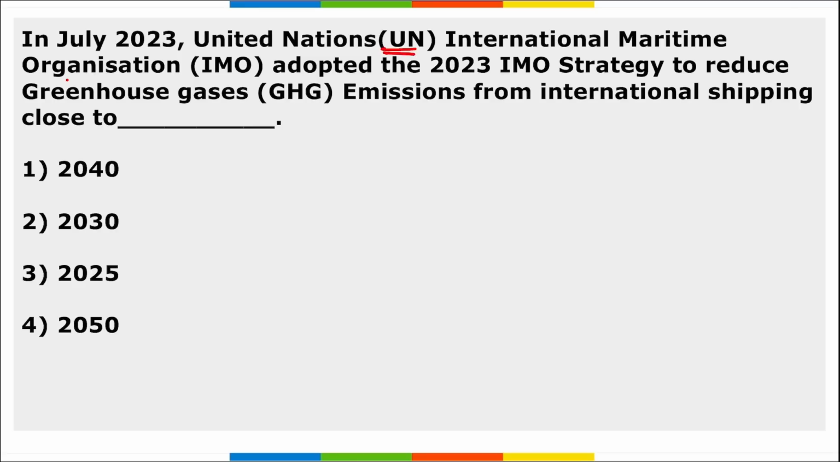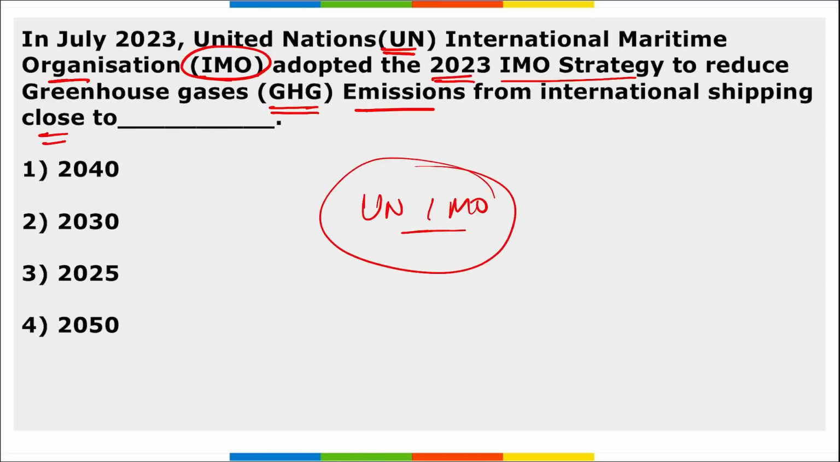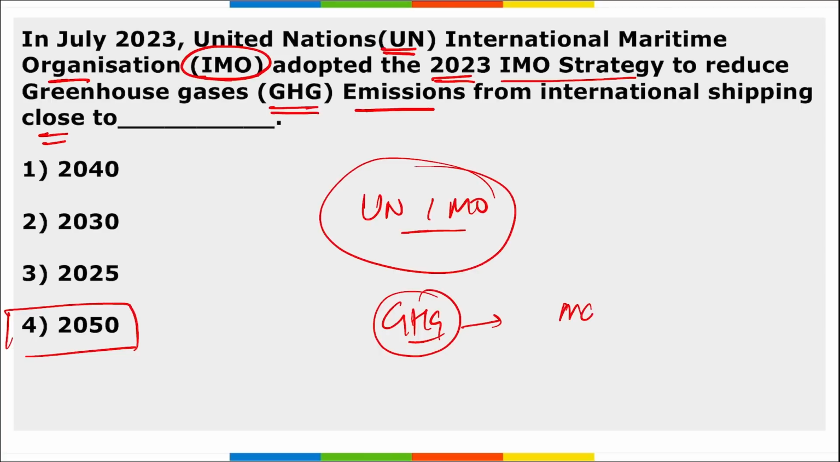Next, United Nations International Maritime Organization IMO, they adopted 2023 IMO strategy to reduce greenhouse gas emissions from the international shipping close to dash. Remember, they are saying that according to their strategies and whatever plan they are making, by the year 2050 they want to reduce the greenhouse gas emissions that are caused by your shipping industry or your marine sector, right? Because of the ships and all the transport ships, your fishing industry, all the pollution they are creating. So they aim to achieve net zero greenhouse gas emissions by 2050. If we talk about India, their target is to become carbon neutral by 2070.